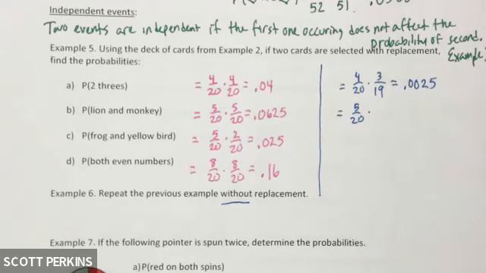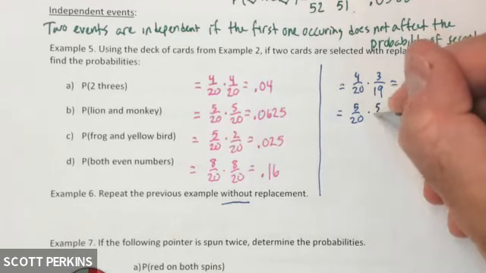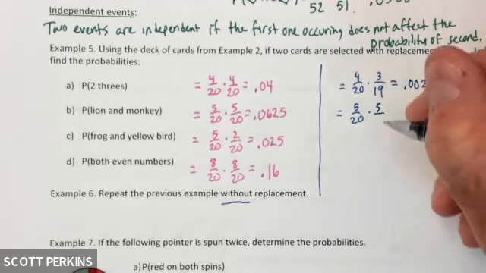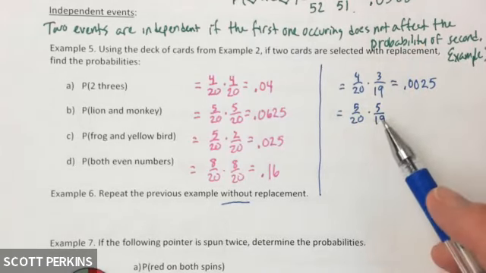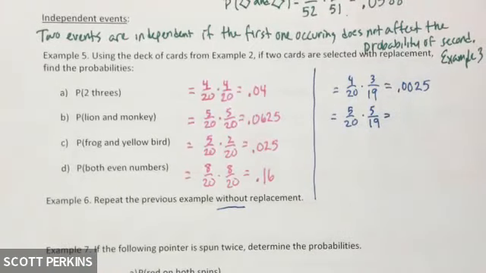Well, how many monkeys are left in the deck? There's still 5. Exactly. I haven't touched the monkeys. And now how many cards are left in the deck? Yes, but the number of cards has changed. Is everyone tracking with me on that? Okay, because I know it's not necessarily super obvious. So I got 25 divided by 20 divided by 19. It turns out to be 0.0658.